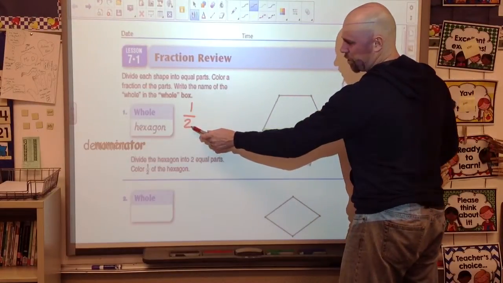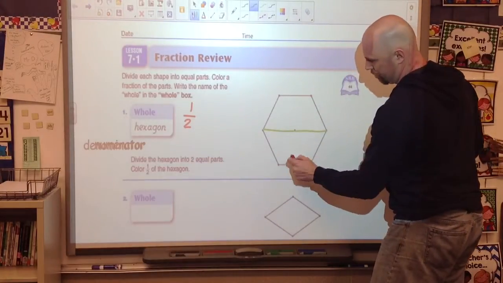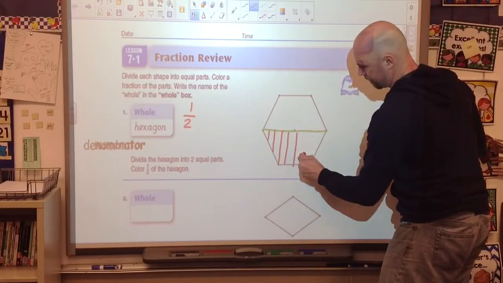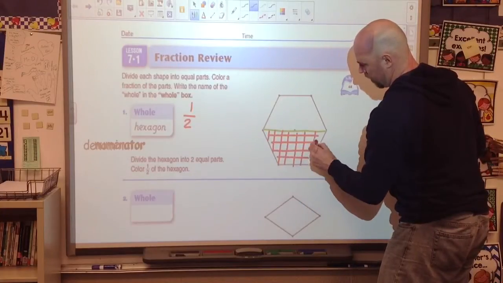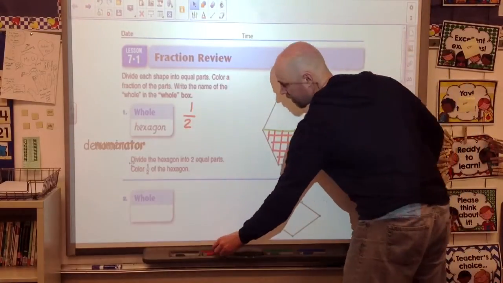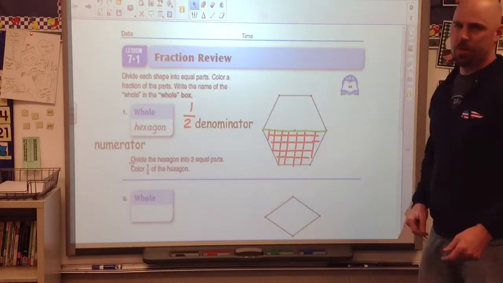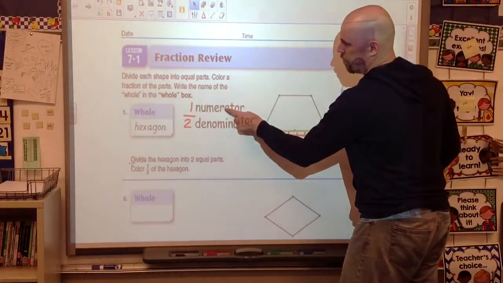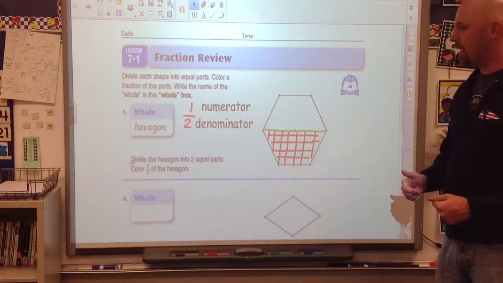So 1/2 means that we've cut it into two pieces. We care about one of those pieces. We refer to those parts as our denominator. Our bottom number is our denominator: how many pieces? Our top number is our numerator: how many of those pieces we're concerned about, or we care about, at that time.